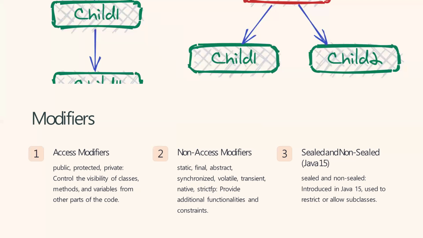We can use this at class level, method level, or variable level, from other parts of the code. So whenever I want my method to be public, protected, or private, I will use these access modifiers. Then the non-access modifiers are given: static, final, abstract, synchronized, volatile, transient, native, strictfp, which provide additional functionality and constraints.